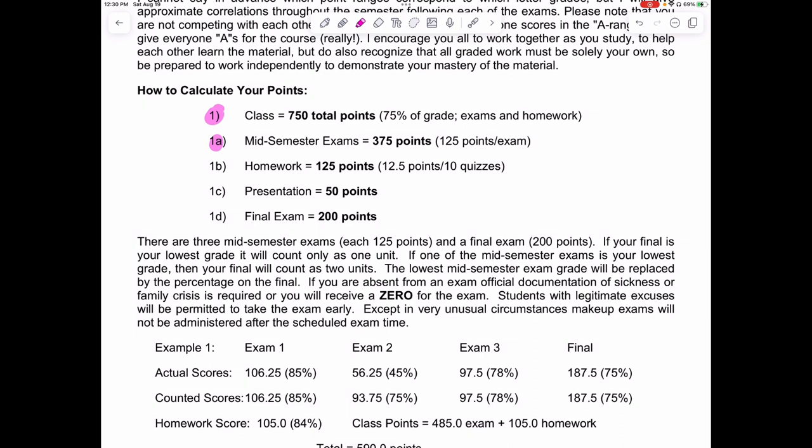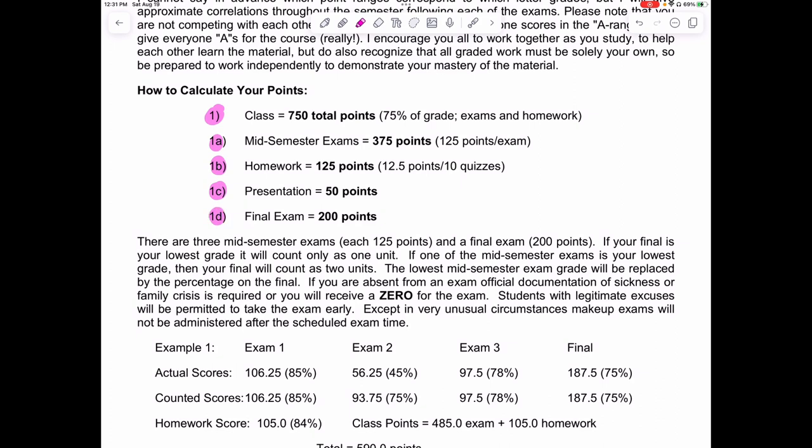Mid-semester exams, we have 3 of those. Each one is 125 points. The homework, we have 10 of those. There are 12, we only take the top 10, so that's 125 points. We then have our presentation, which is 50 points.